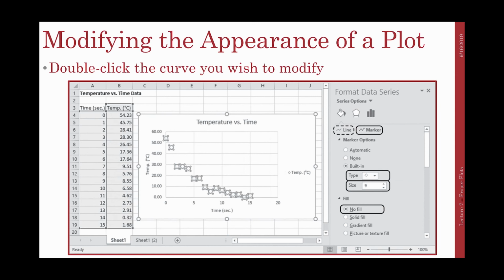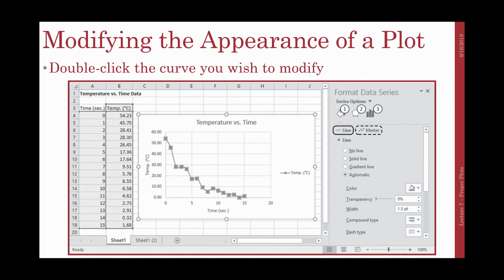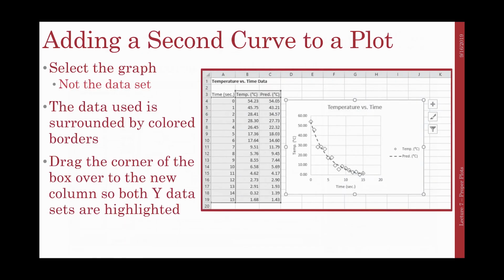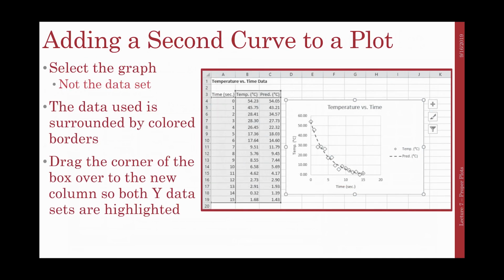If, for example, I wanted to change the line type or the marker type, it's going to show me the type of marker that's being used and its size and its fill, or it's going to show me the line and its thickness. If I want to add a second curve to a plot, I need to select the graph, not the data set, and I can right click on it, and the data is surrounded by colored borders. I can actually just drag the corners of the box to a new column so that both Y data sets are highlighted, and that will add it.